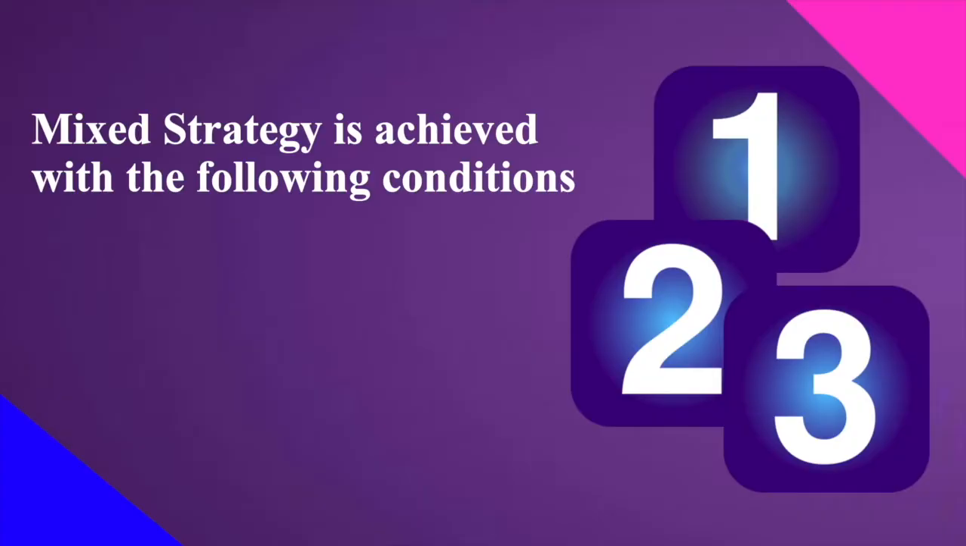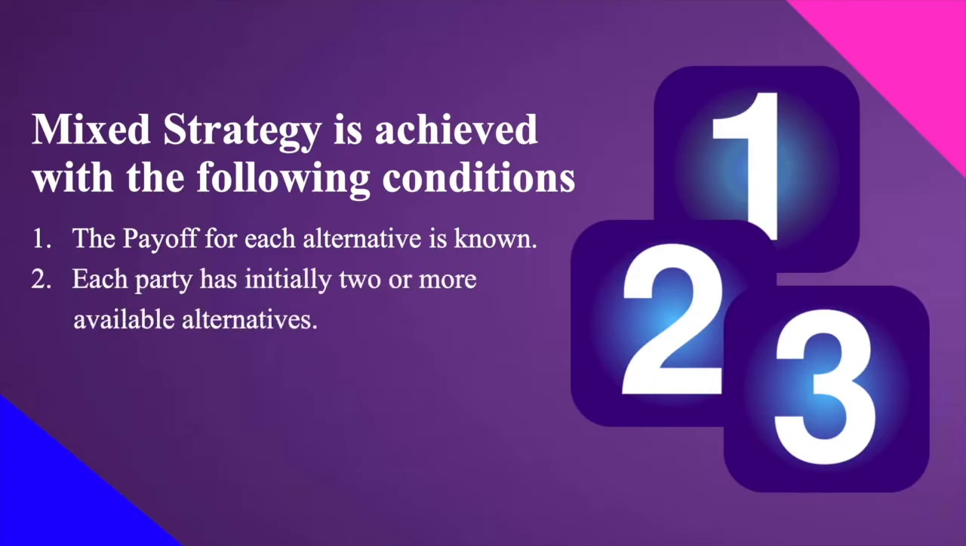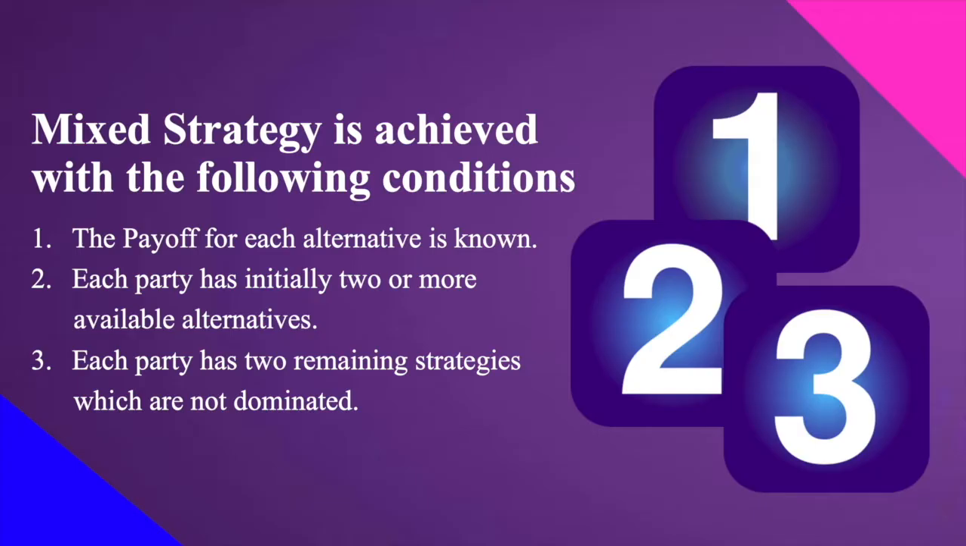Now, mixed strategy is achieved with the following conditions. First condition is that the payoff for each alternative is known. Second condition is each party has initially 2 or more available alternatives. Just like what our pure strategy conditions provided us nung nakaraan. Pareho lang po itong 1 and 2 nila. Now, for the third condition, dito nagkaiba yung pure and sa mixed. Sa mixed, each party has 2 remaining strategies. Hindi na siya 1. Okay? And which are not dominated. Kaya siya 2 or more ang naiiwan dahil hindi na-dominate tulad nung sa pure strategy.